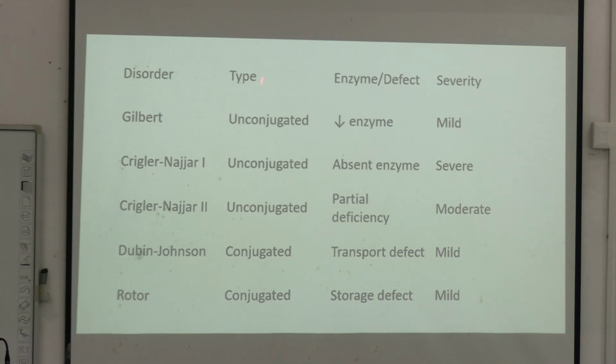So, how will you differentiate? In Gilbert, unconjugated form is found, decreased enzyme, severity mild. In Crigler-Najjar 1, unconjugated, totally absent enzyme, severity severe. Crigler-Najjar 2, unconjugated, partial deficiency, moderate. Dubin-Johnson, conjugated, transport defect, mild. Rotor, conjugated, storage defect, severity mild.